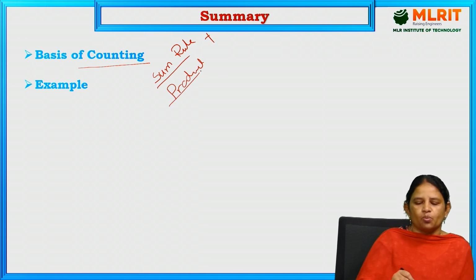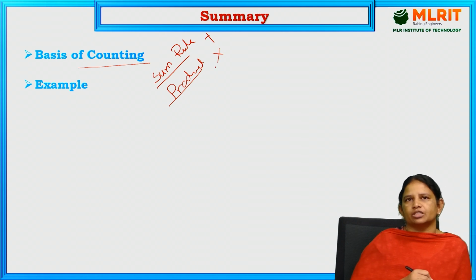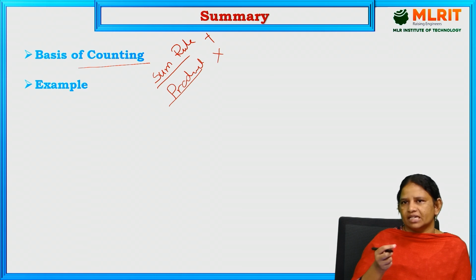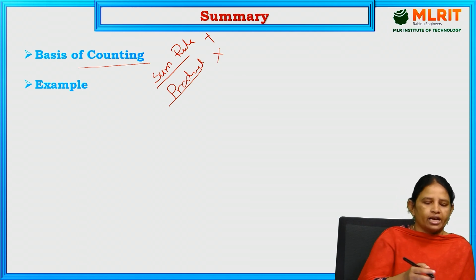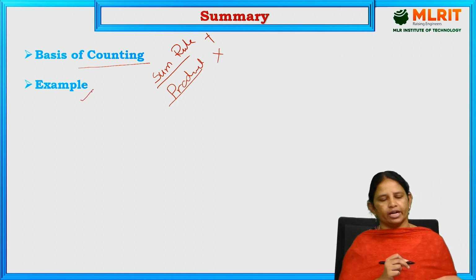In the case of the product rule, we use multiplication as an operator to find in how many ways a particular event can happen. So the total number of ways is found by multiplying the number of ways of all the events to get the final outcome, and we can understand those basics of counting with the help of examples.